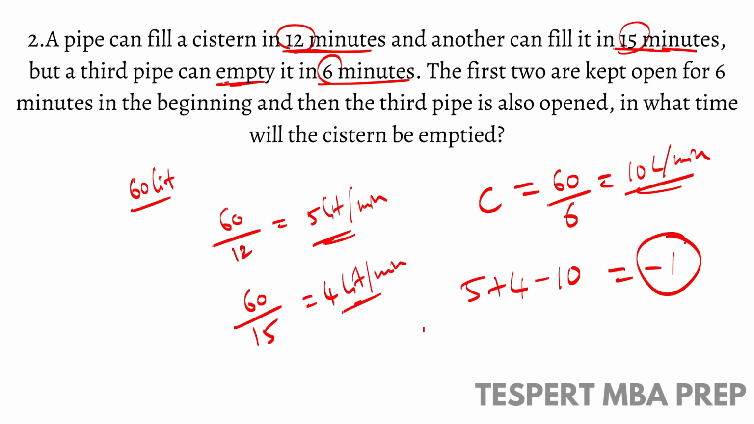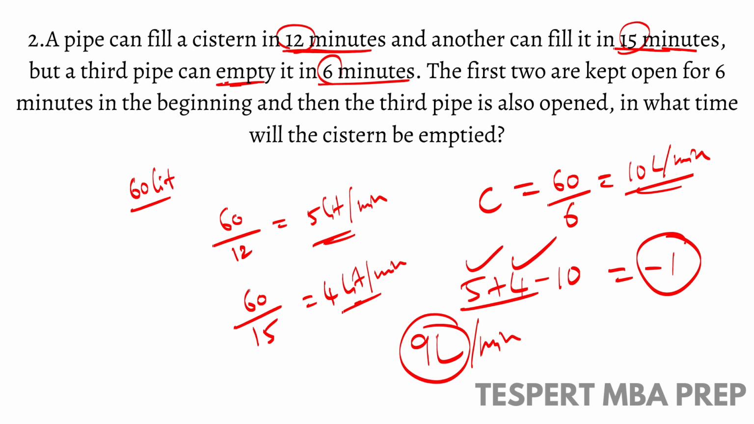So what is the work done per minute by pipe A? It is 5 liters per minute, and work done by pipe B in a minute is 4 liters. So in 1 minute both pipes A and B will fill the tank at 9 liters, right? They can fill 9 liters per minute at this rate.